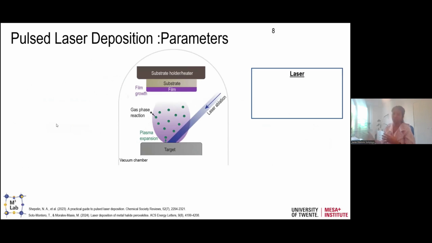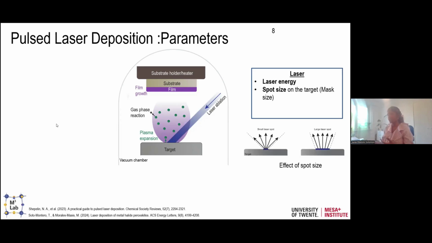Starting out with the laser. There are different lasers available, and depending upon the laser, all the properties of how the ablation works also change. But we have a UV excimer krypton fluoride laser. The laser energy matters, so that is how you ablate the material from your target. And then the spot size. As the schematic shows here, if you have a small spot size or a larger spot size, the amount of material you remove from the target to create the plume is different. So that controls your deposition rate.